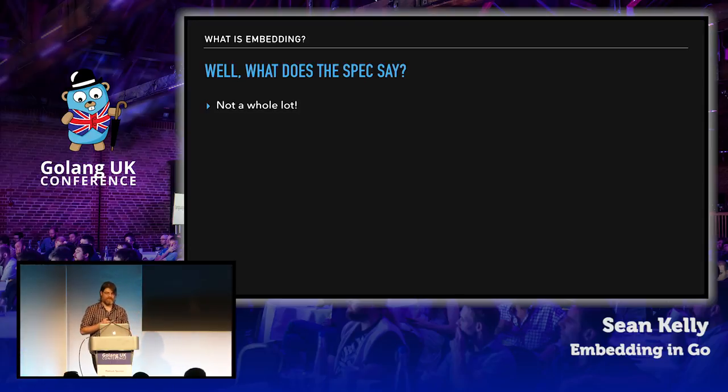And the interesting part of that issue is that the spec actually uses ambiguous language to talk about embedding. There's actually 2 terms for embedding in the spec. There's embedding and there's anonymous types or anonymous sets of methods. And so if you want to find out about what the spec actually supports in terms of embedding, you can't just, you know, Control-F embed. You have to read through a lot of different parts to get the whole view.